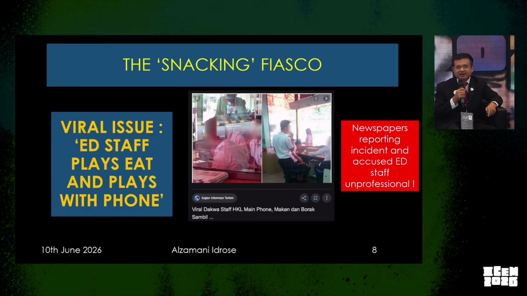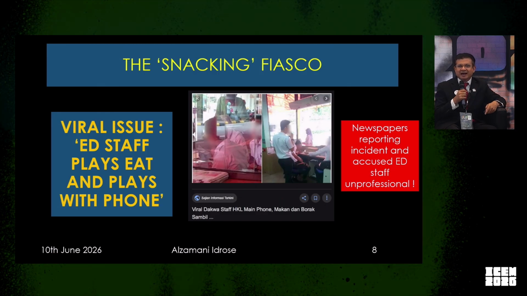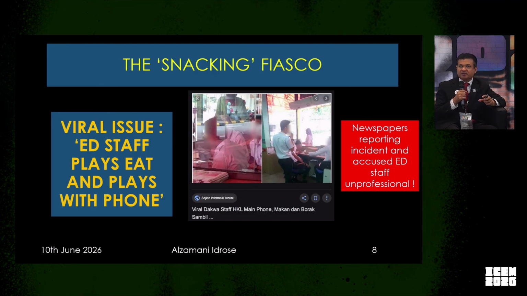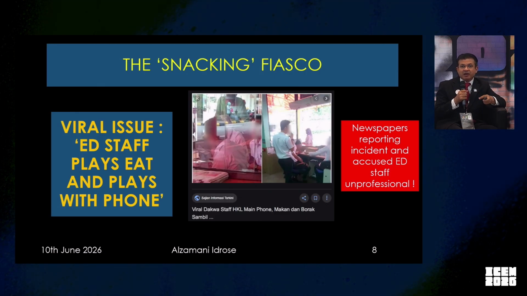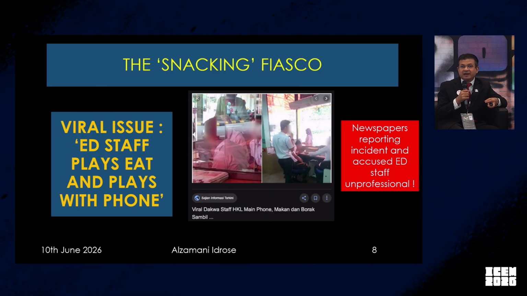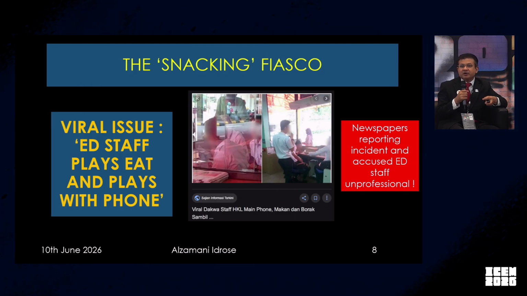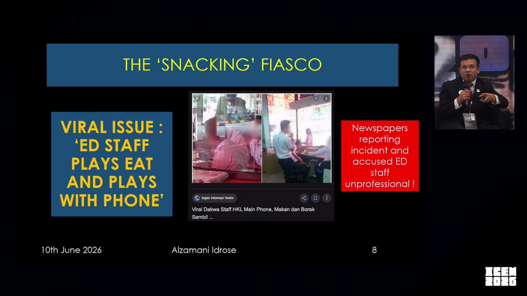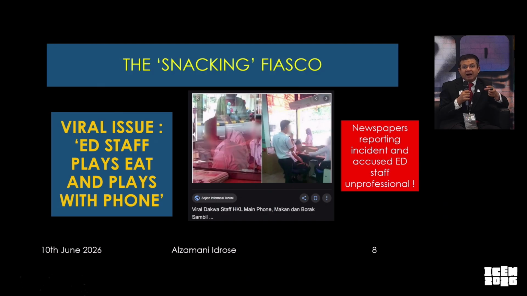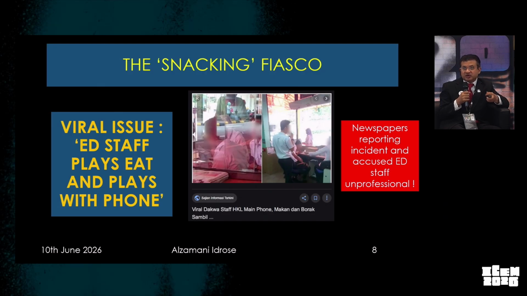This is one of the examples. Once I was in Japan, speaking there, and I looked at the social media. There's a viral issue of my staff, my hospital, being caught eating a snack in front of the triage counter. And the caption went like, this is what emergency department staff do. They eat, they play with their phone. And you could imagine the whole country, people becoming armed with their phone and using that to threaten our staff.